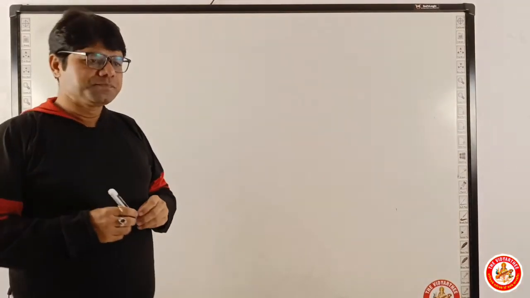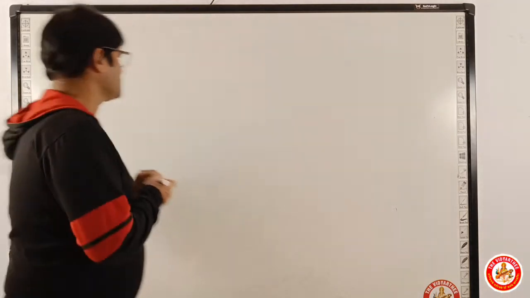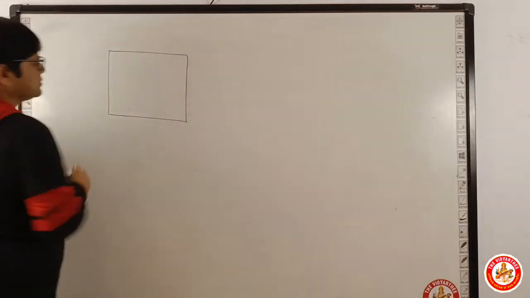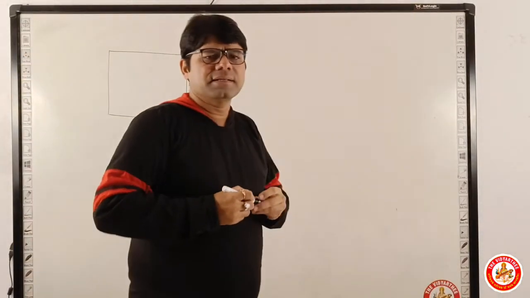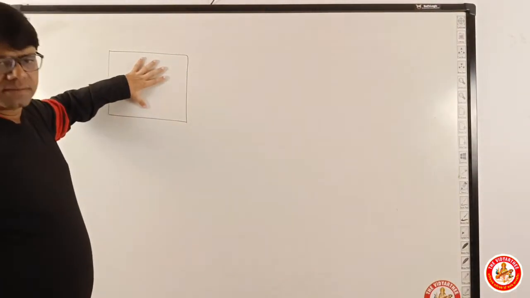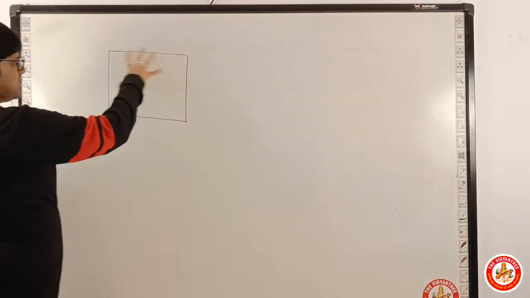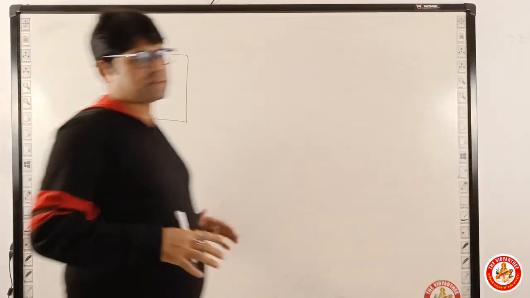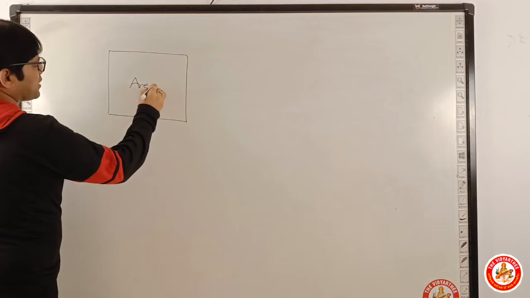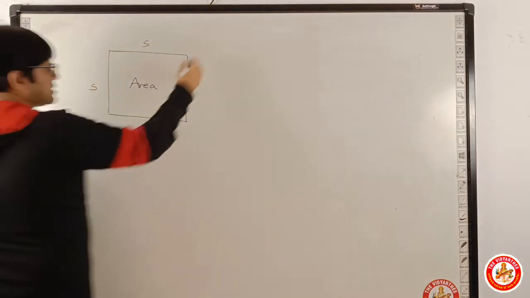Let us take the simple figures, square and rectangle. So starting with square. Square has all the sides equal. So by definition, what is area? It is the space enclosed between the dimensions, all the sides. So the space which is a measurement, that is called area. Now we are going to calculate area in case of sides measuring S only. This is a square.